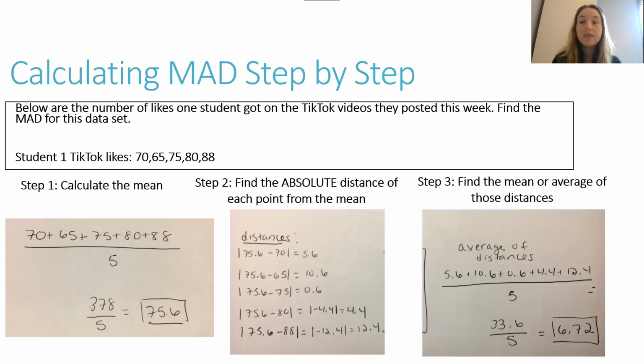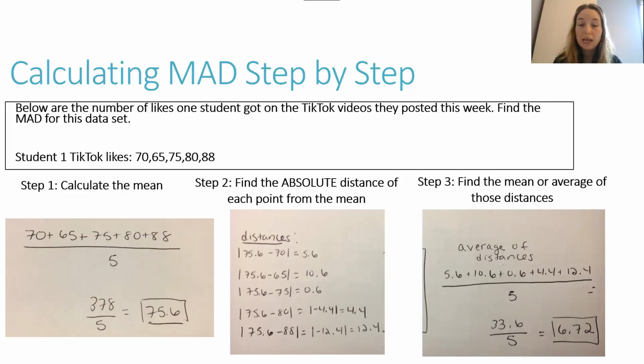The last step is to find the average or mean of those distances. Okay, so now what you're doing is you're taking all of the distances you calculated in step 2, you're adding them up, and you're dividing again by the total number of values. So in this case, I'm taking 5 and 6/10, 10 and 6/10, 6/10, 4 and 4/10, and 12 and 4/10. I'm adding them all up, and then I'm dividing by 5. Notice here that the total number of values for my first step in the average and for my third step when I'm calculating the MAD are the same. This is really important because the total number of values hasn't changed between those two steps.